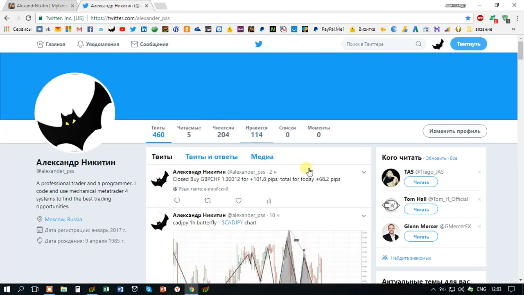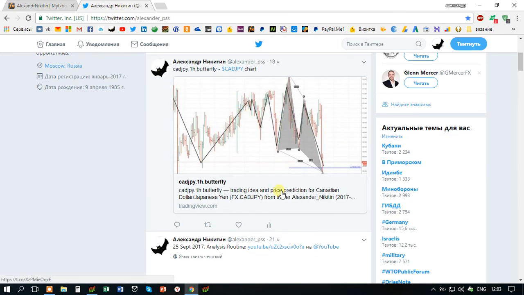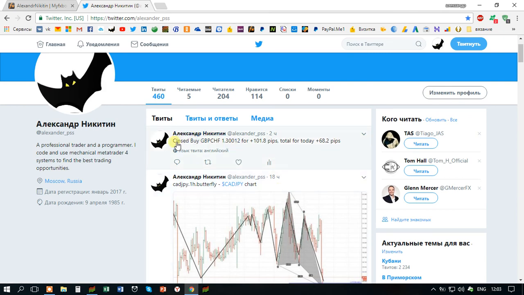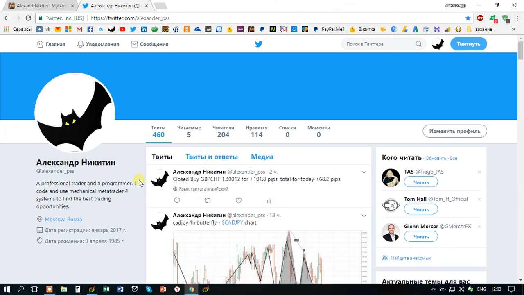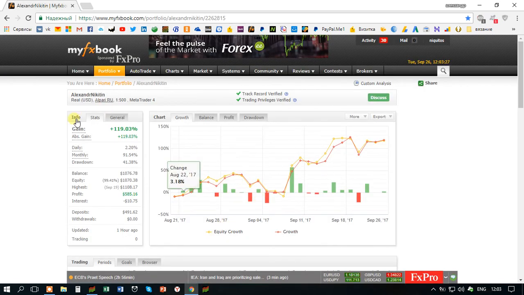Okay, as for the Twitter, I also published some trades from TradingView, and here it looks this way: closed GBP CHF at this price for 100 something pips, totally today 68 pips. So these are small tweets from my Facebook. If you find them, you should keep in mind that they were automatically sent by my Facebook every time the trade is opened or every time the trade is closed.